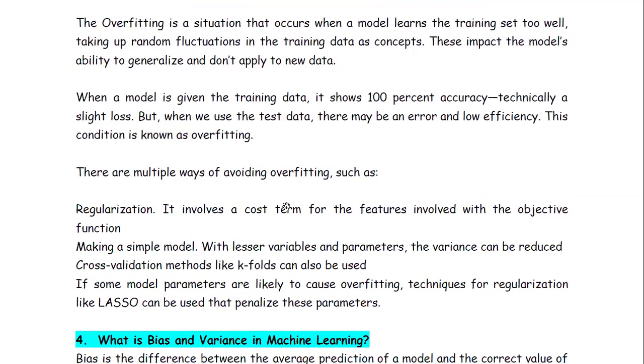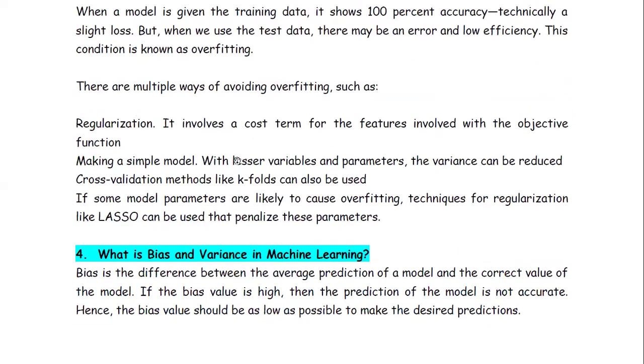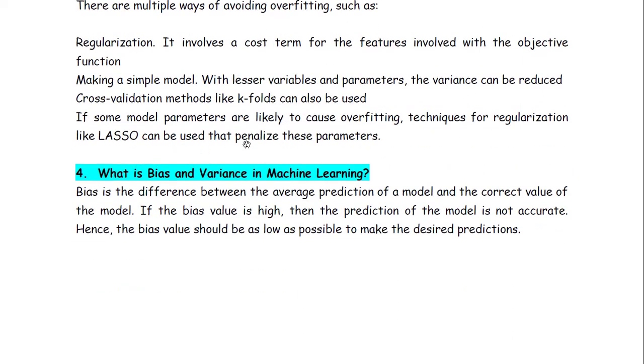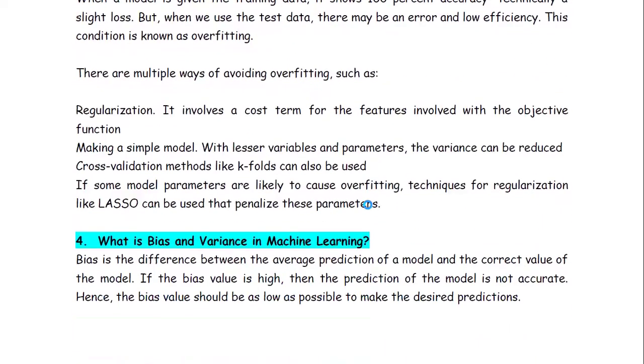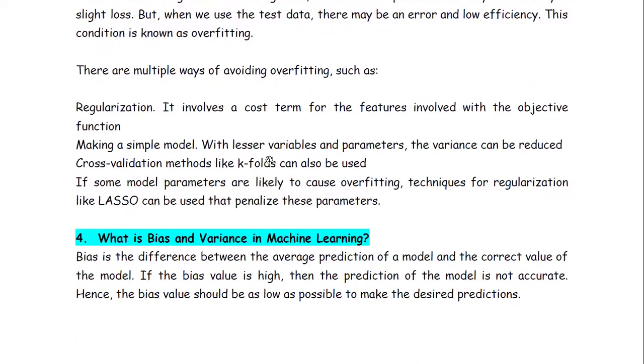Now, there are multiple ways of avoiding this overfitting problem, like regularization. Regularization involves adding a cost term for the features involved to the objective function. Making a simple model with fewer variables and parameters, the variance can be reduced. Cross-validation methods like k-fold can also be used. If some model parameters are likely to cause overfitting, then regularization techniques like Lasso can be used that penalize these parameters. So just remember the overfitting problem and some measures for tackling it.